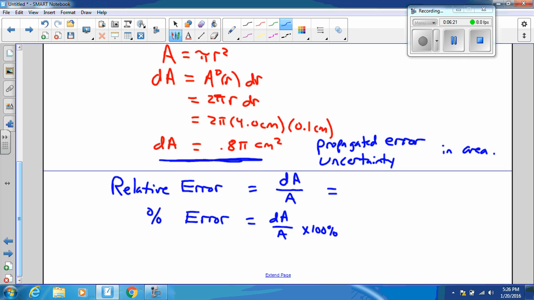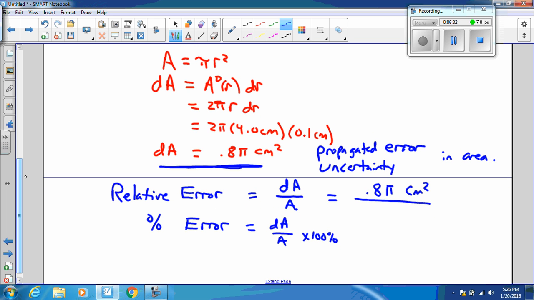And so when I compute the relative error for our circle here, we got 0.8 pi centimeters squared, and the area that we compute is the area at the baseline at 4 centimeters. So that would be 16 pi square centimeters. And when the dust settles, then we get 0.8 over 16, or 8 over 160, which is 0.05. And that gives us a percentage error then of 5%. In other words, we have an uncertainty of about 5% in our original computation.